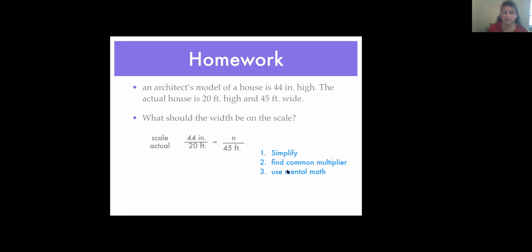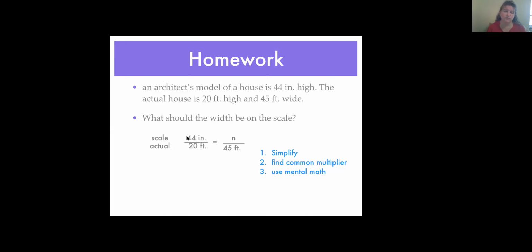Here's the second one. This is the last one. An architect's model of a house is 44 inches high. The actual house is 20 feet high and 40 feet wide. What should the width be on the scale?